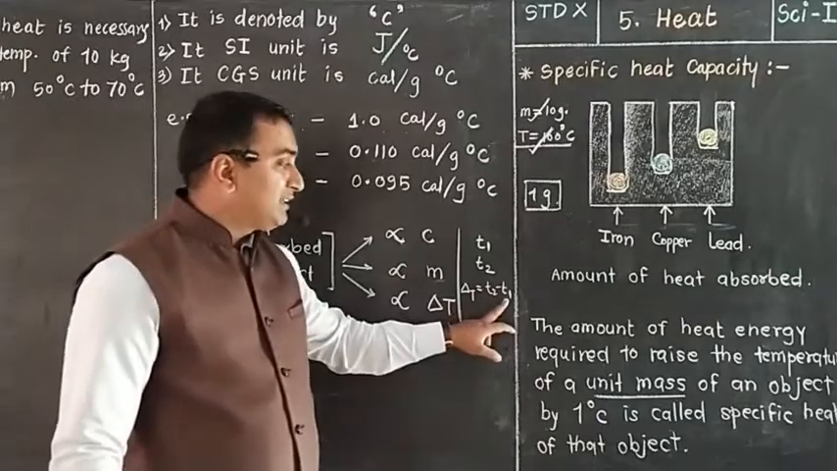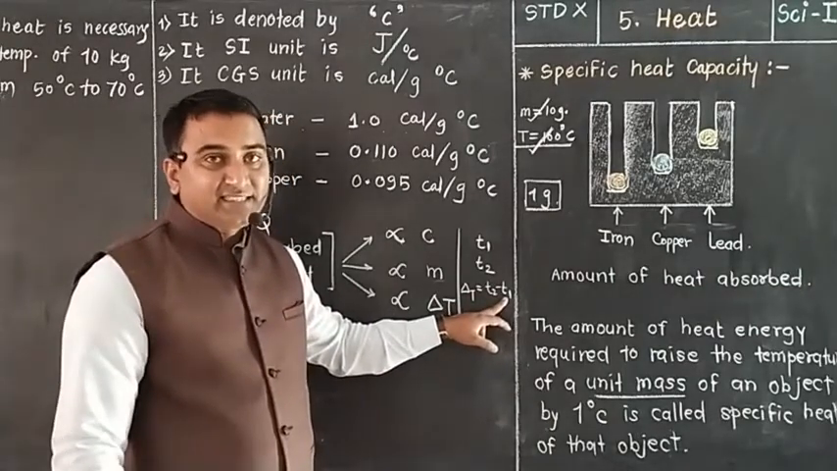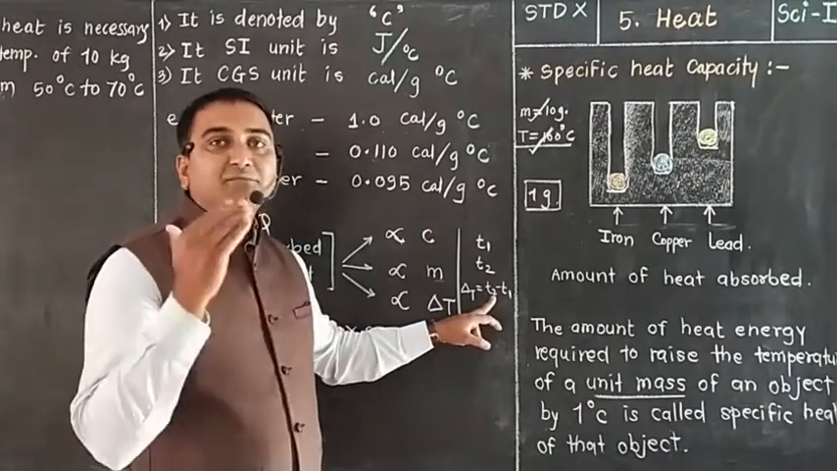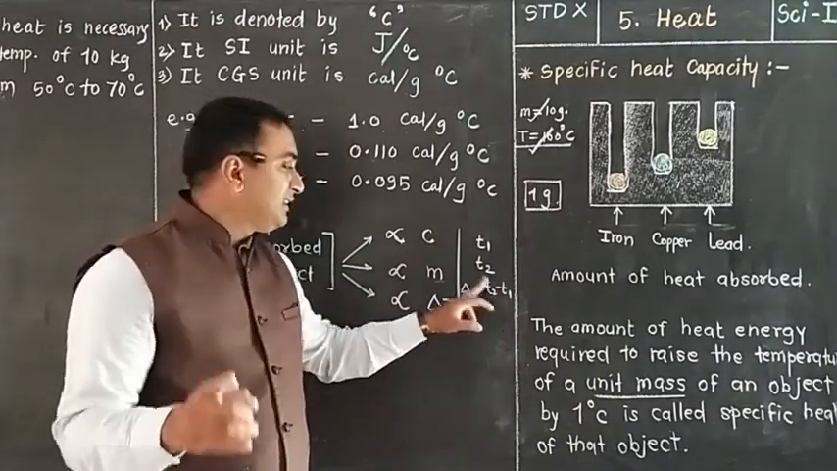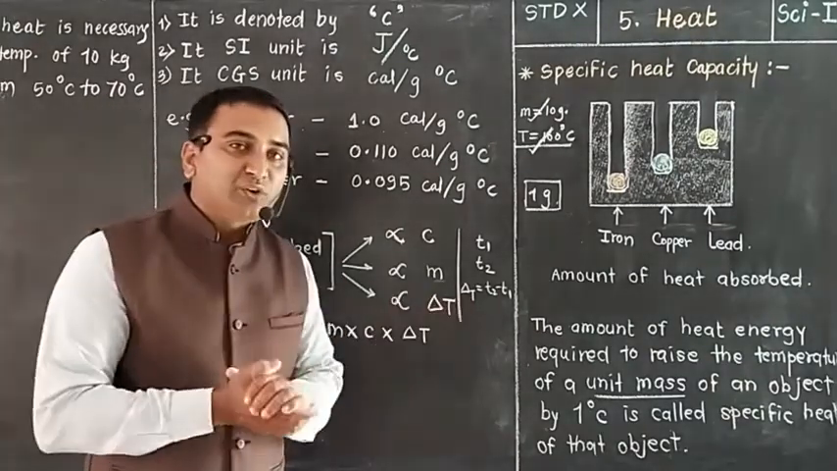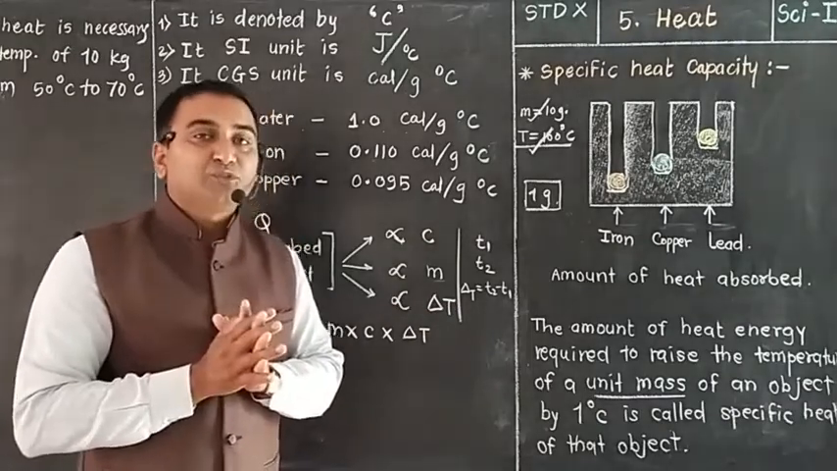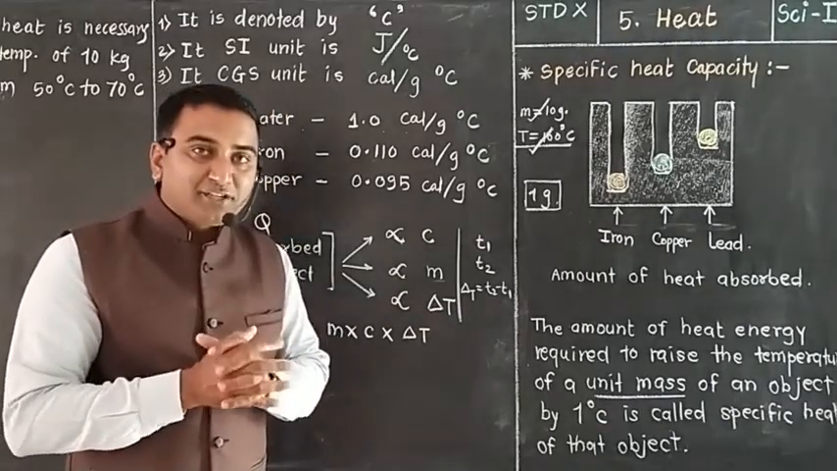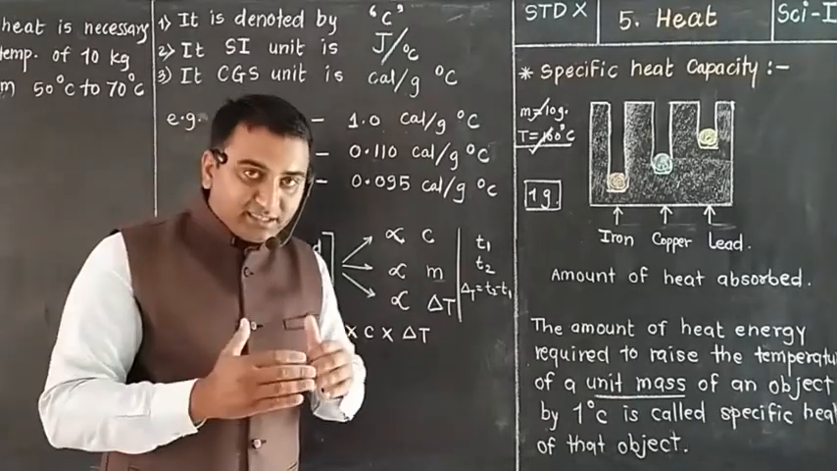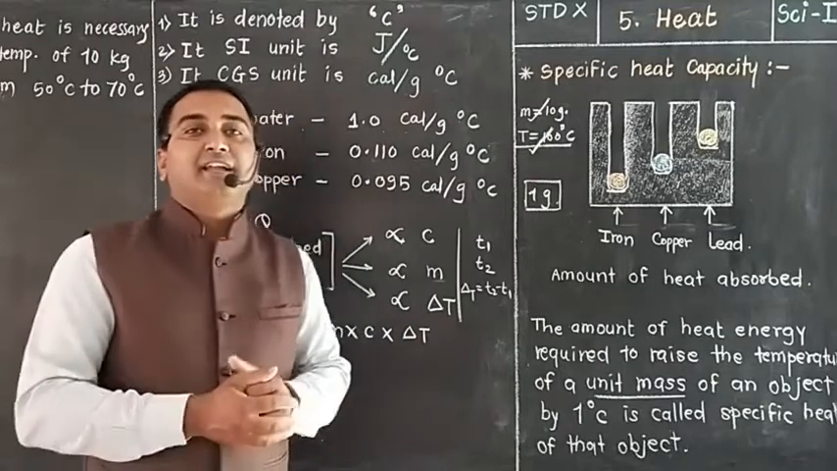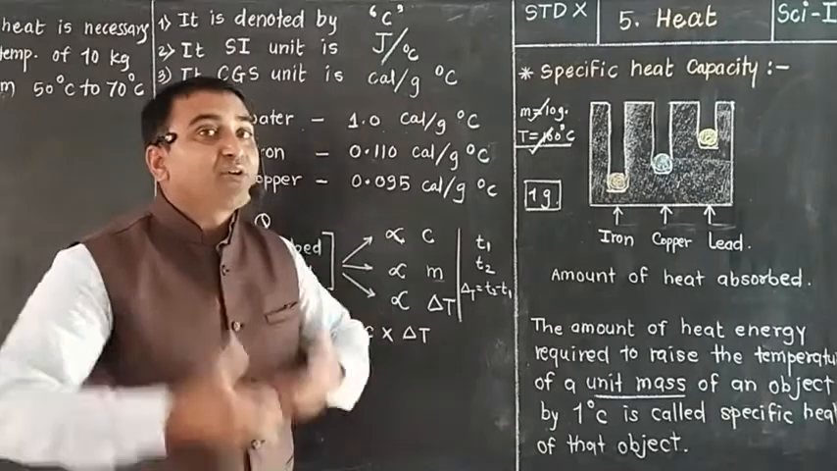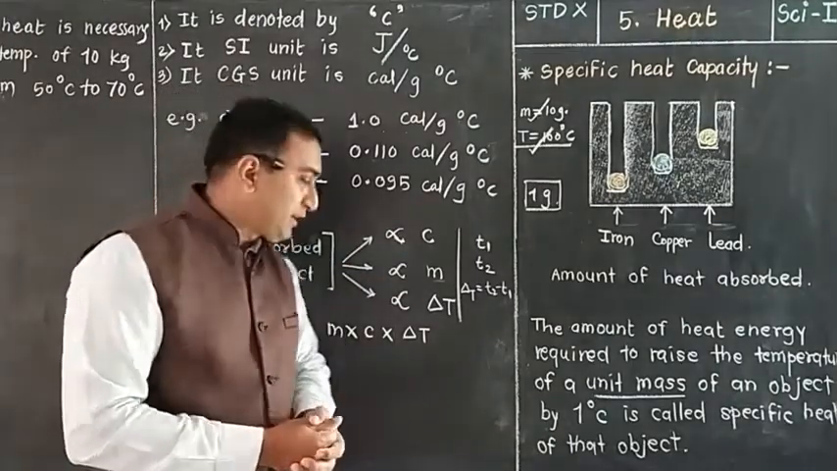If you start the activity from 20 degrees Celsius and stop at 30 degrees Celsius, then 30 degrees minus 20 degrees, 10 degrees, is the difference in temperature. If the difference in temperature is more, you have to provide more heat. Suppose you want to raise the temperature of water from 20 degrees Celsius to 50 degrees Celsius, and from 20 degrees Celsius to 100 degrees Celsius. Definitely in the case of 100 degrees Celsius, it will absorb more heat because the temperature change is larger.